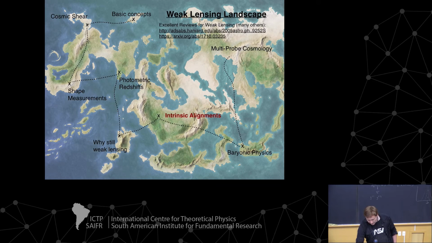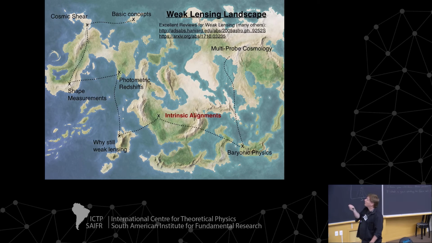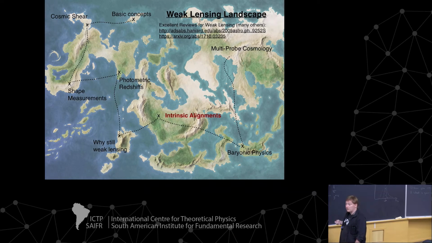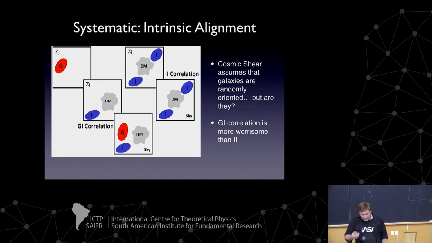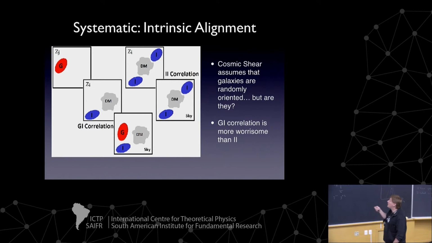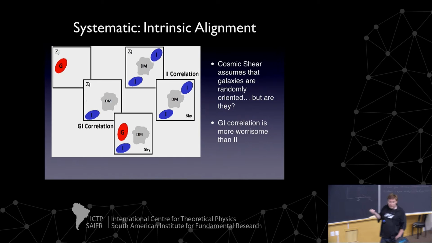Intrinsic alignment. Now we've reached the realm of astrophysical uncertainties. So not something that is directly related to the observation and that needs to be modeled later in the likelihood analysis. This is what goes immediately into your prediction codes. So what is intrinsic alignment? There are two types of intrinsic alignment. So first of all, let's just quickly recap.